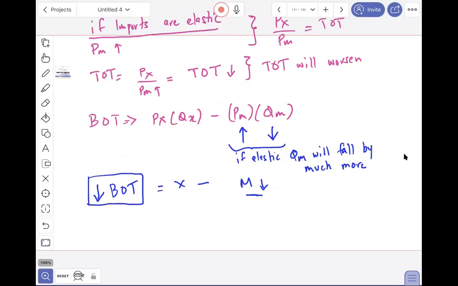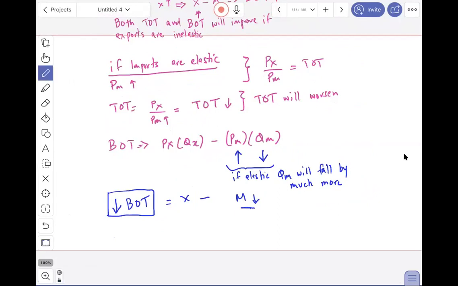that if your imports are elastic, not only your terms of trade will worsen when imports become expensive, but balance of trade will also worsen because imports are becoming expensive and they are elastic. Do you guys get that?